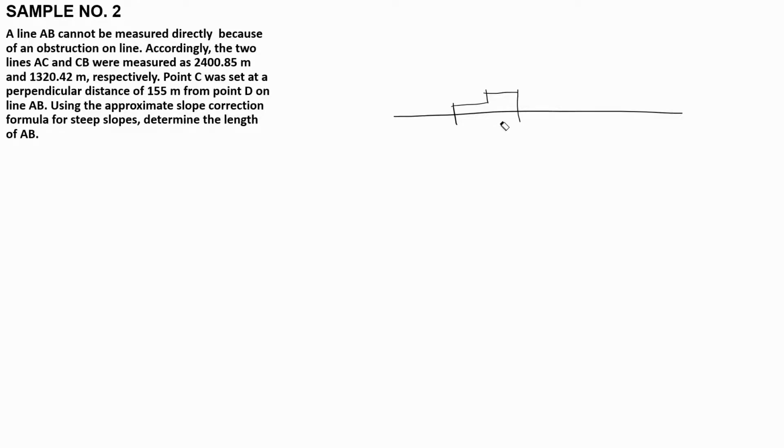So we have line AB, and then we have an obstruction here. What we do is measure somewhere up here. This is point A, this is point B. So AC and CB were made, a line here, AC and CB. This will be point C.